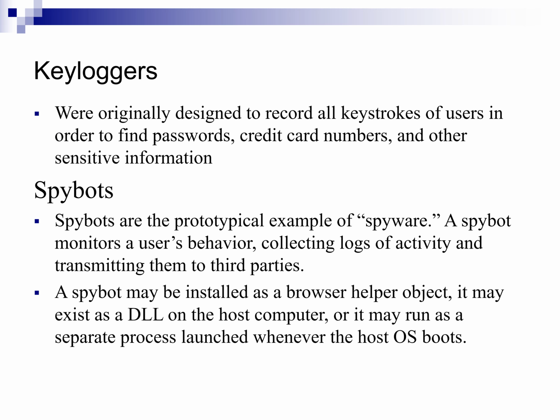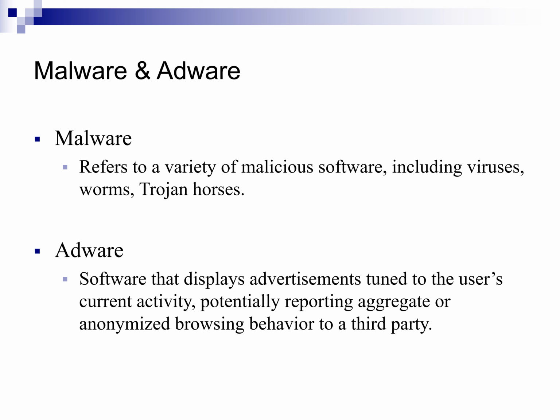Third one is keyloggers, which were originally designed to record all keystrokes of users in order to find passwords, credit card numbers, and other sensitive information, and it is best used in phishing. And spybots. Spybots are the prototypical example of spyware. A spybot monitors a user's behavior, collecting logs of activity and transmitting them to third parties. A spybot may be installed as a browser helper object. It may exist as a DLL on the host computer, or it may run as a separate process launched whenever the host OS boots.